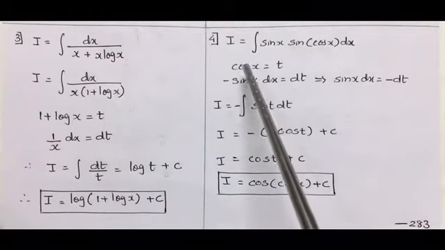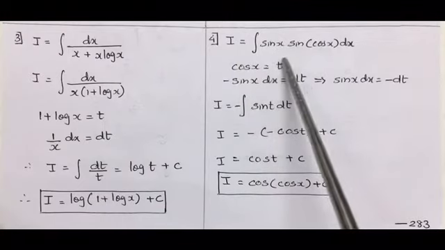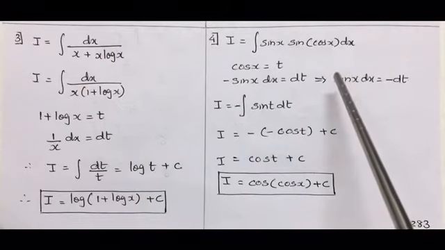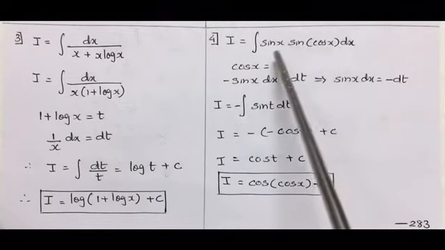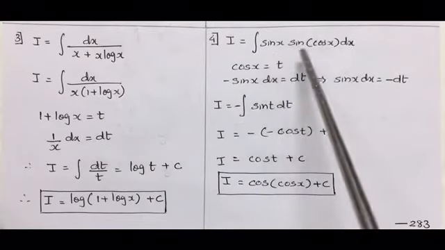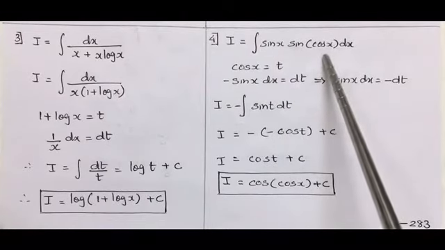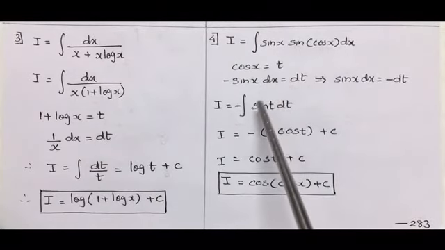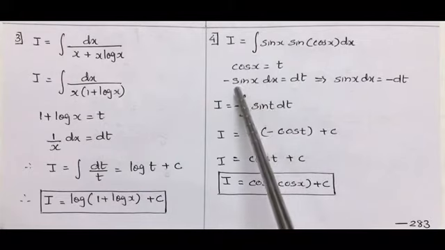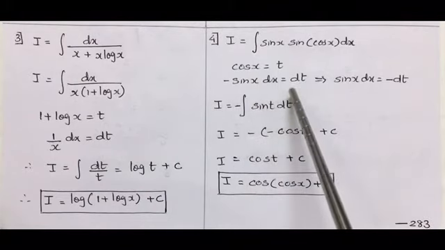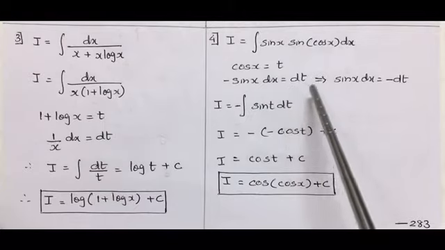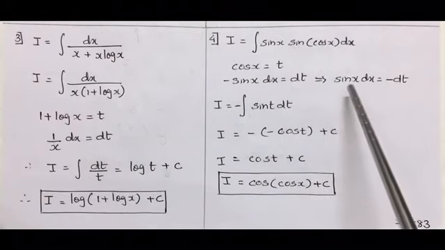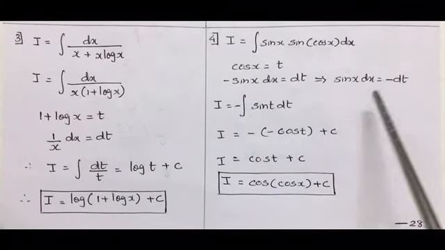Fourth is I is equal to the integration of sin x sin cos x dx. Now we don't have the integration of such types of functions. So we will assume cos x, which is inside sin, to be t. The derivative of cos is minus sin x dx, equal to dt. Shifting the negative sign to the other side, we get sin x dx is equal to minus dt.